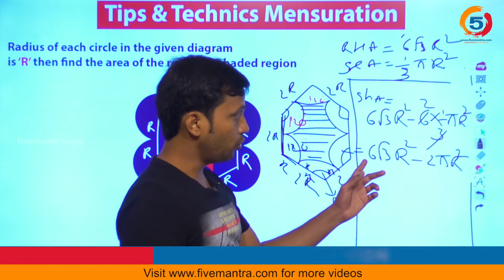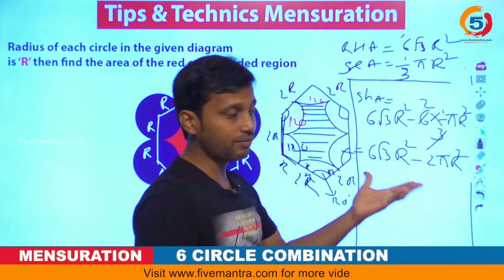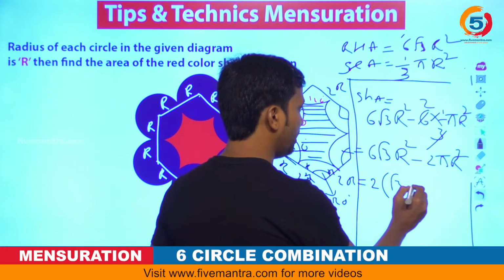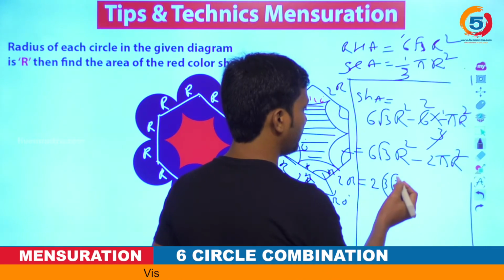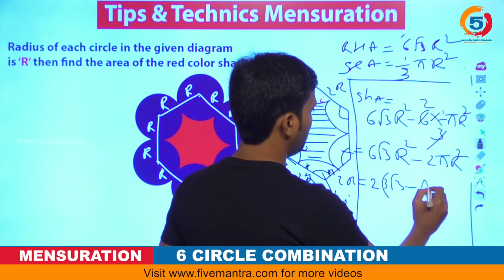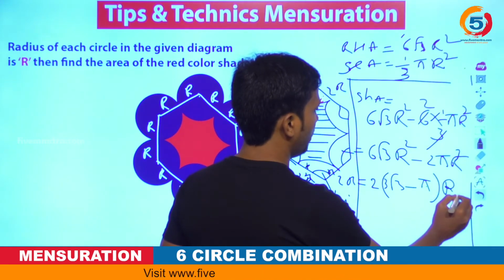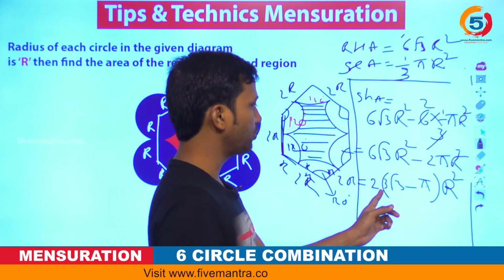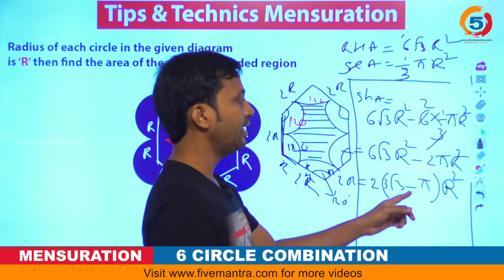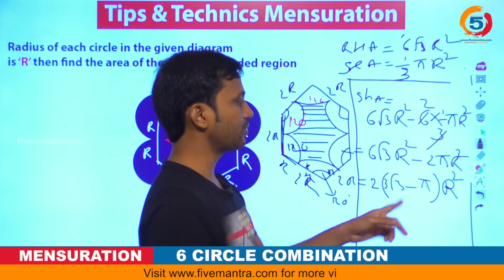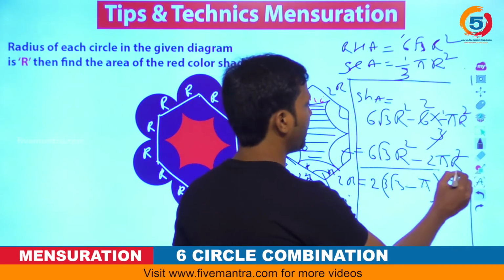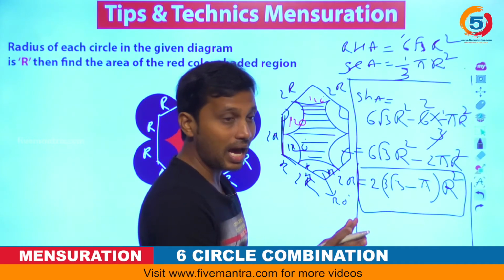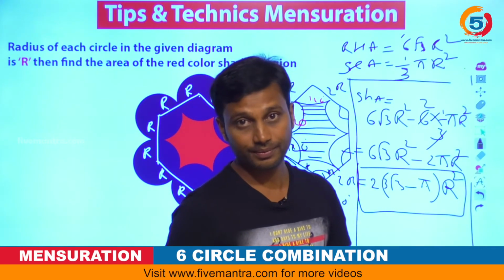I think 2 r square can be taken common out of this. If you take common like this, 2 into 3 root 3 minus pi into r square. Is that right or not? Let us verify. 2 r square multiplied, 2 3s are 6 root 3 r square, and 2 multiplied, 2 pi r square. So is this the answer? So your final simplified answer would be 2 into 3 root 3 minus pi, times r square.